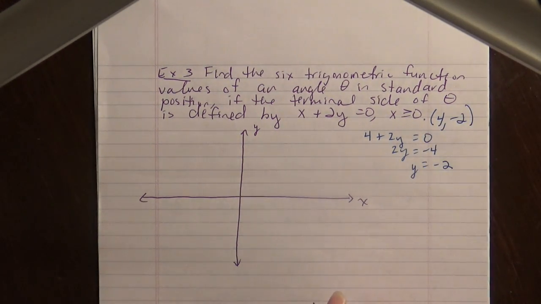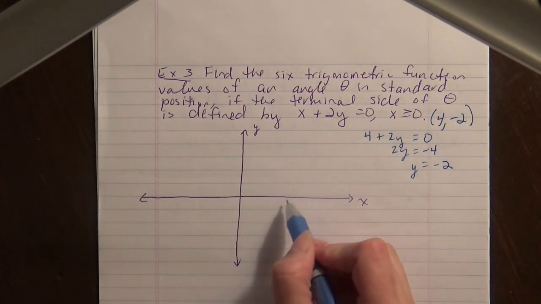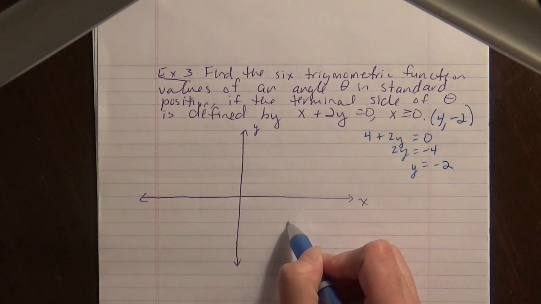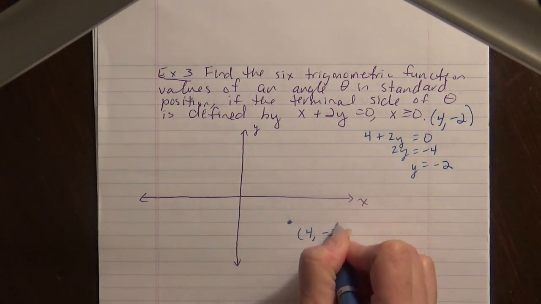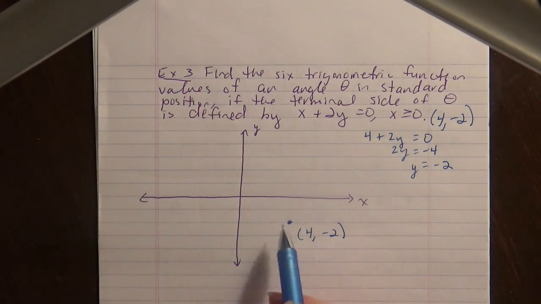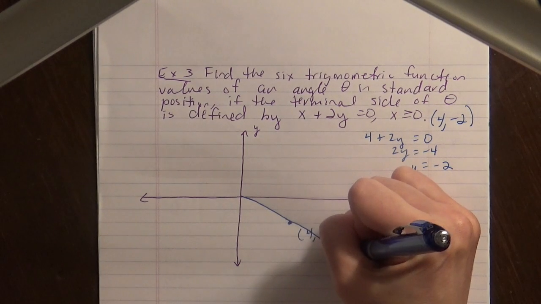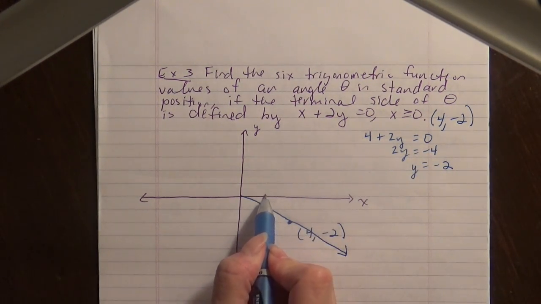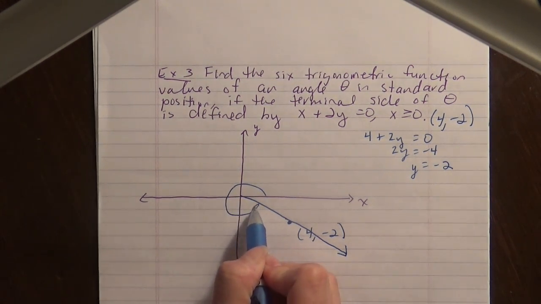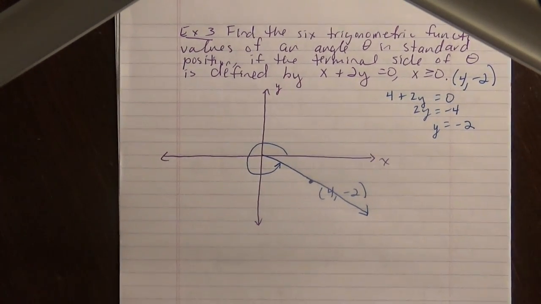And now I can do it just like I did the other problems. So I need to locate the point 4, negative 2. So that would be in this area somewhere. It doesn't have to be exact. You can just kind of eyeball it. Here's ordered pair 4, negative 2. Remember, this point is on the terminal side of our angle theta, so we're going to draw our ray through this point. And our angle began at the x-axis and went all the way around to here. And we are ready to find all of our trig values.